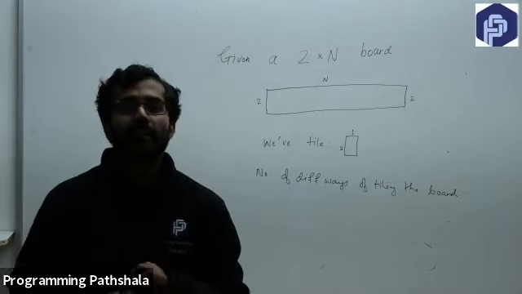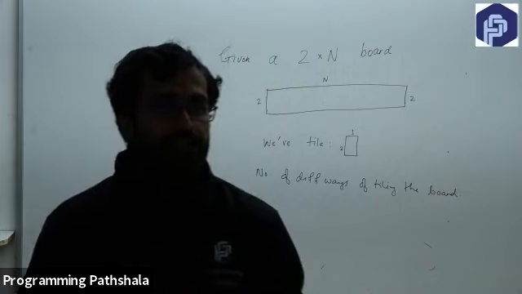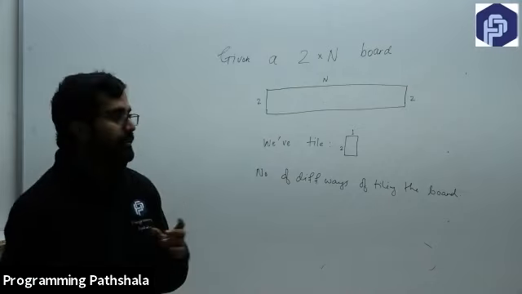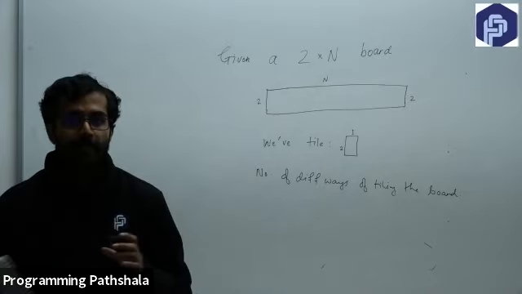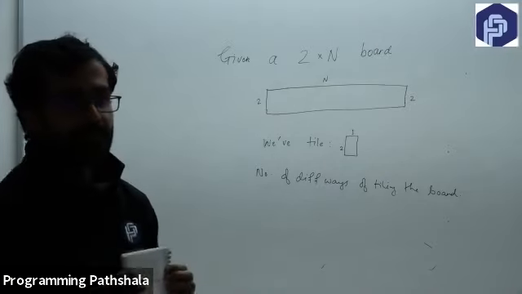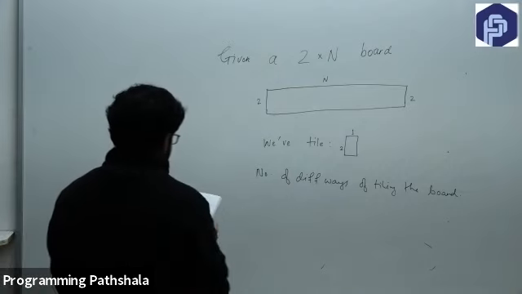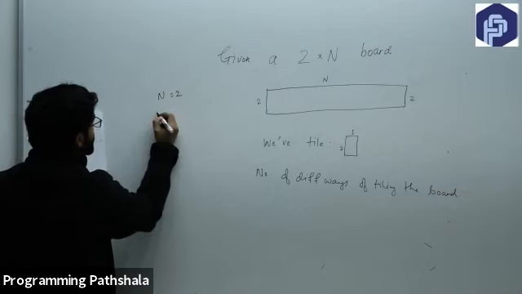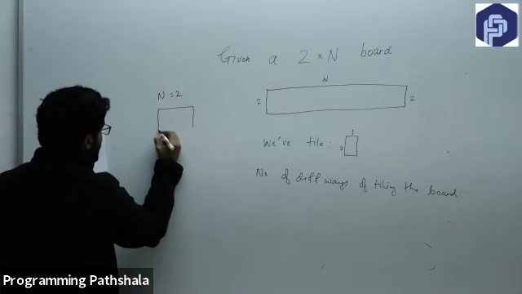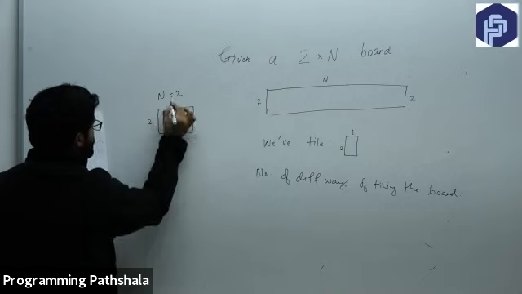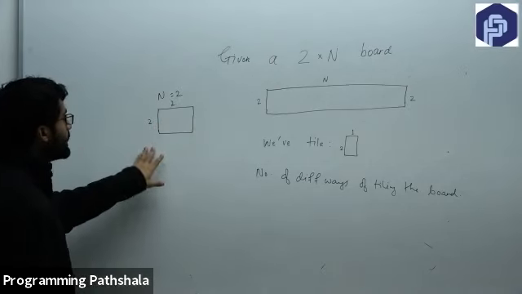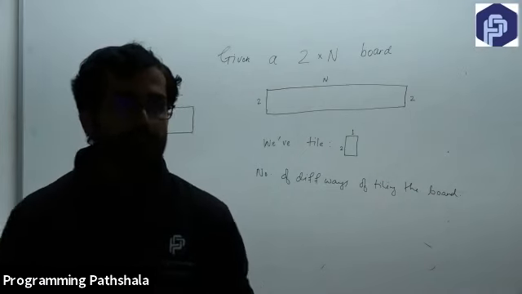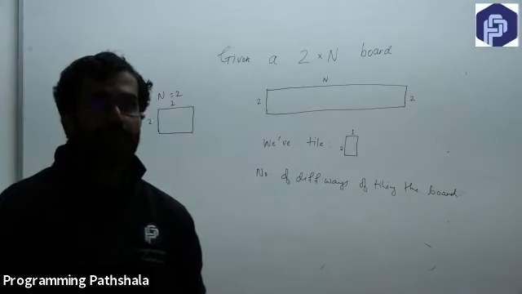This is not exactly a combinatorial problem. So try to use the concept of DP somewhere here. Okay guys, so let us take n equals 2. If n is equal to 2, my board is a 2 cross 2 board. Can you tell me how many different ways there are to tile a 2 cross 2 board using 2 cross 1 tiles? How many different ways are there?